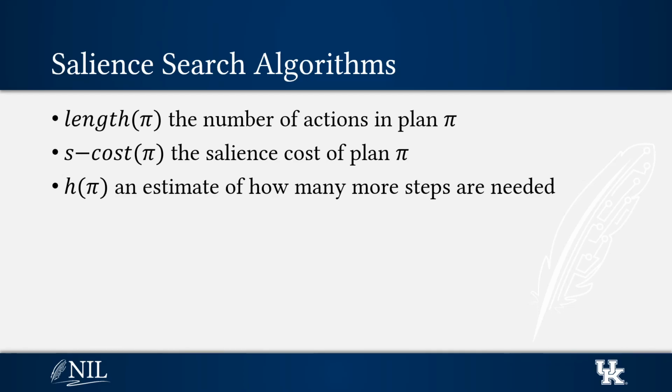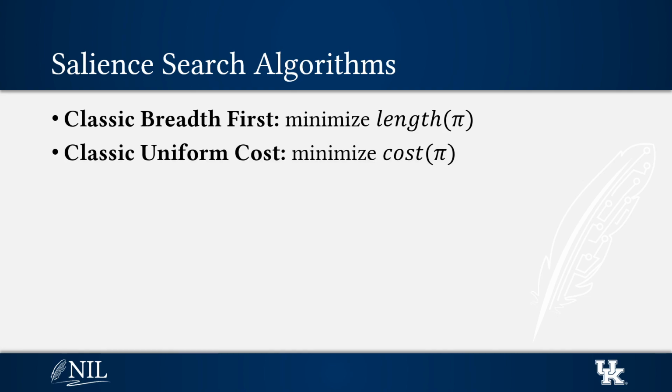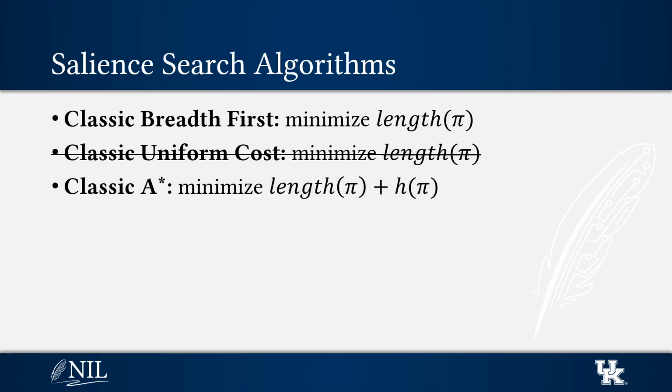The most basic kind of search that a narrative planner can do is breadth-first search, where it generates all plans of length 1, and then all plans of length 2, then all plans of length 3, and so on. There's also uniform cost search, where the planner always expands the lowest cost plan first. But in classical planning, cost and length are usually the same thing, so in that case there's no difference between breadth first and uniform cost search. And then of course we have everybody's favorite search algorithm A*, which minimizes both the cost already paid and the estimated cost remaining. We can use salience to define variants on all three of these.